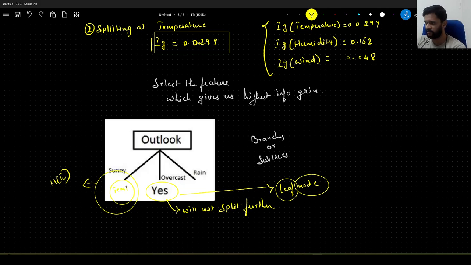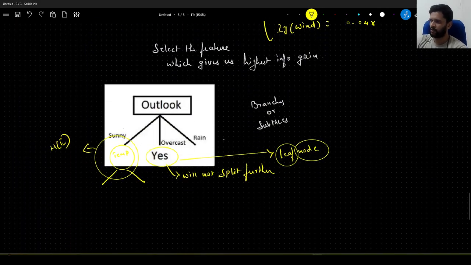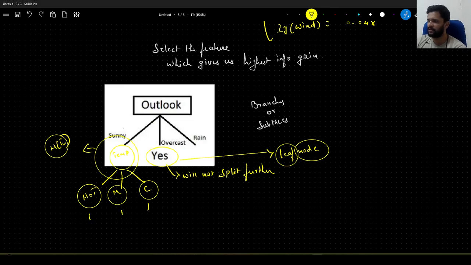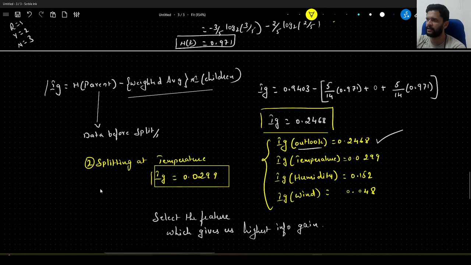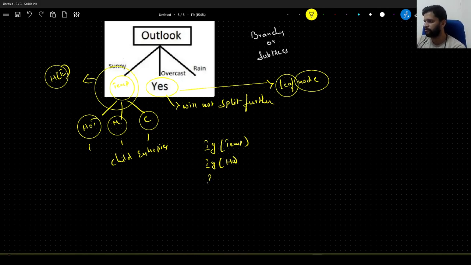let's say we select temperature and this will have multiple values, right? Temperature takes hot, mild and cold values. So we will calculate the entropy for the data set where all the entries are sunny for Outlook. And this hot, mild and cold, these will be our child entropies. And we will again compute the information gain considering the split at temperature. We will do the same thing, information gain considering the split at humidity and wind. So again, which one will we choose? Whichever gives us the highest information gain.